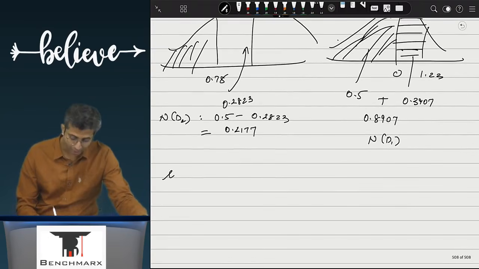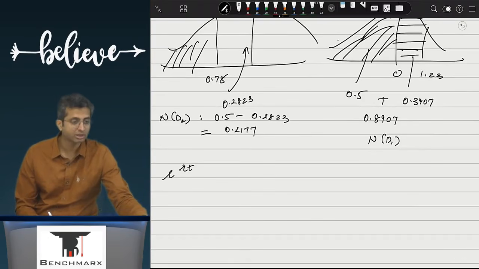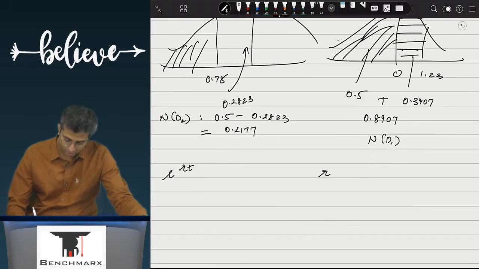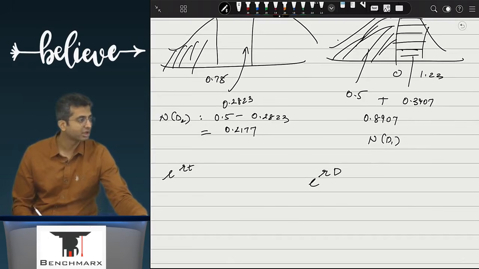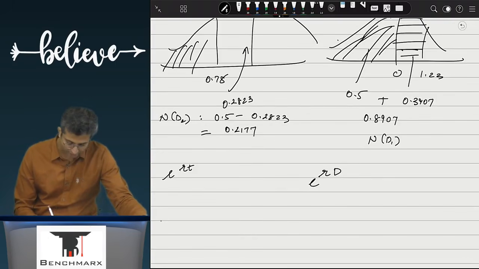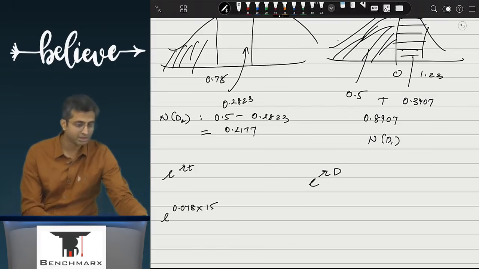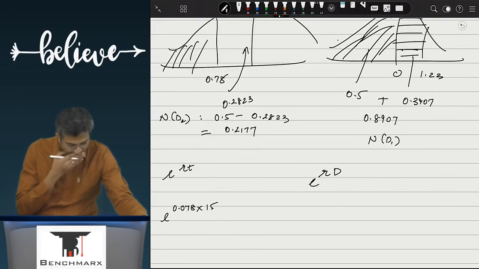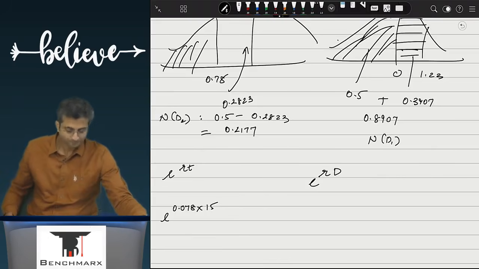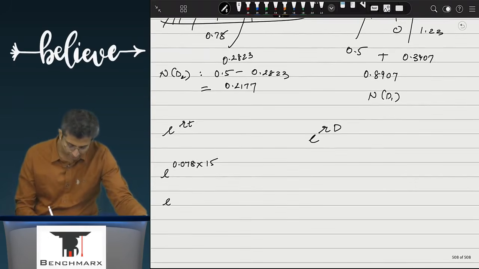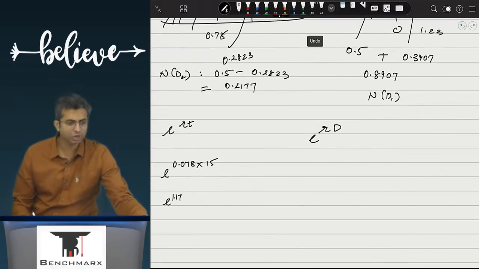And now what you have to find? You have to find e raised to RT, and then e raised to RD. Two things to find. First, e raised to RT: e raised to R, which is 0.078, into n. This is how many years? 15 years. So 0.078 into 15 comes to 1.17. Is this value given to us directly?